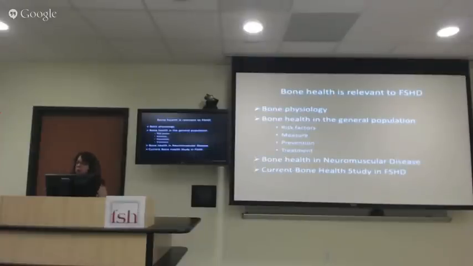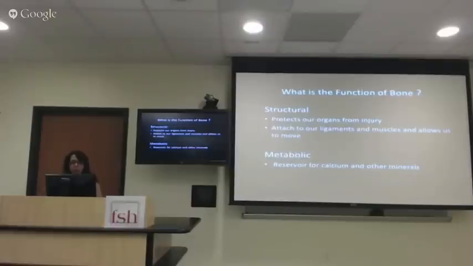In order to understand the relevance of bone health in FSHD, I'd like to review some basics in bone physiology, talk about bone health in the general population as well as in other neuromuscular conditions, talk about how we measure bone health, as well as what the risk factors are, how we can prevent problems, and what the treatment is for poor bone health. I'll also talk briefly about our current study in bone health here.